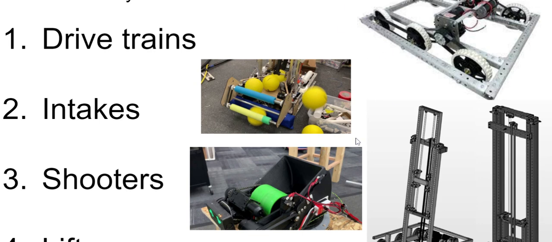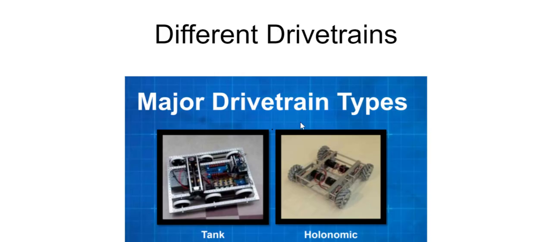So in today's class, we'll basically be just going over drivetrains. We'll be going over the different types of drivetrains, and there's basically two major types. There's your drivetrains that are holonomic and your drivetrains that are not holonomic.